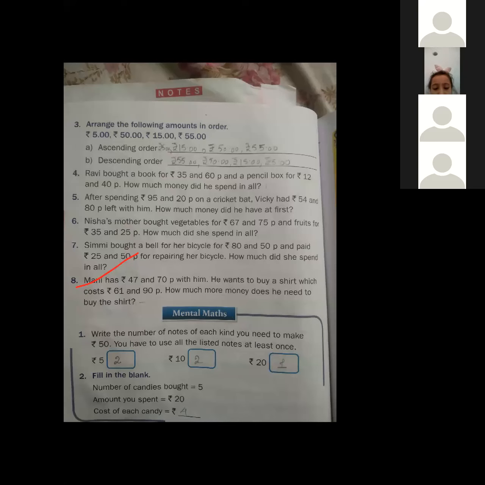Now, Gurleen, is it you? Thank you, ma'am. Okay, yes, dear. No, ma'am, Sahaj. Okay, Sahaj. Thank you, ma'am. Thank you, okay. Sahaj. Now, Gurleen, please read the eighth one.